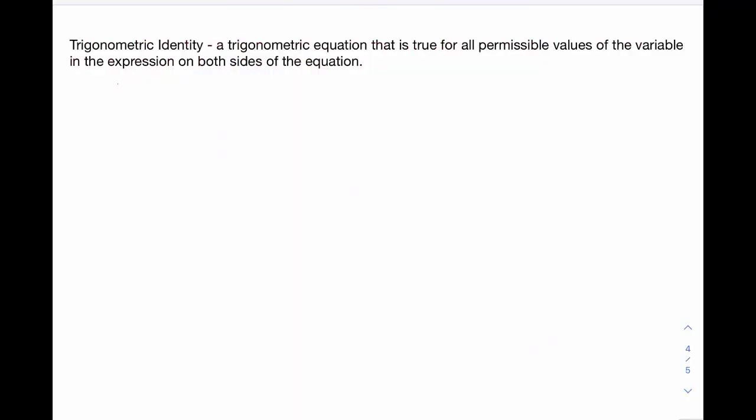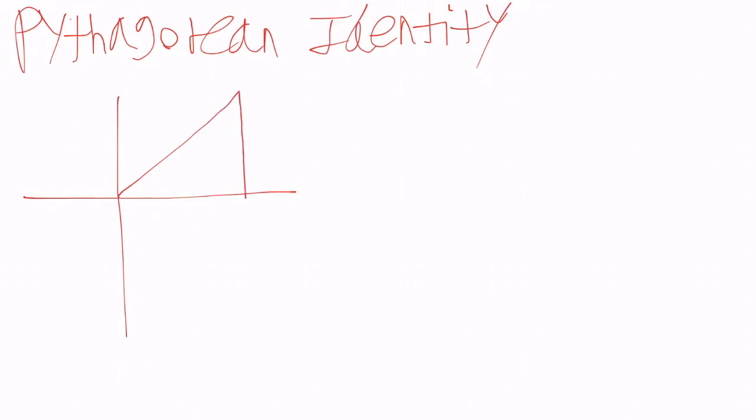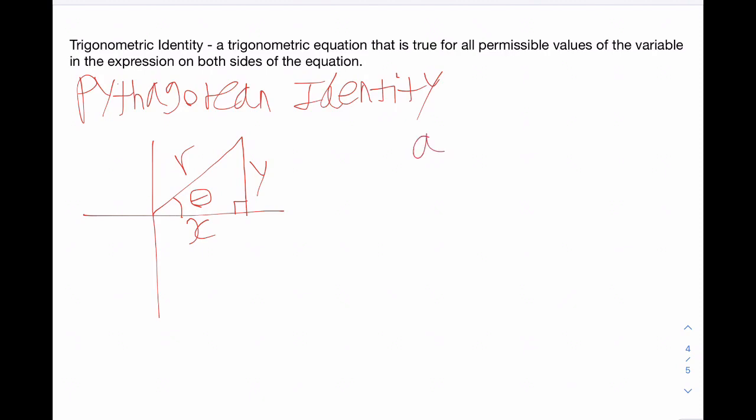Alright guys, now we're going to be looking at the Pythagorean identity. And first let's start off by drawing a Cartesian plane and drawing a triangle like that. And so let's say this angle is theta, this side x, y, and this side will be r. So as you all know, the Pythagorean theorem says a squared plus b squared is equal to c squared. And in this case, our a will be x, so x squared, our b will be y, and our hypotenuse will be r, so it will be r squared.